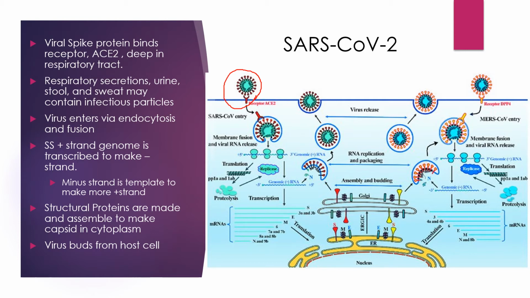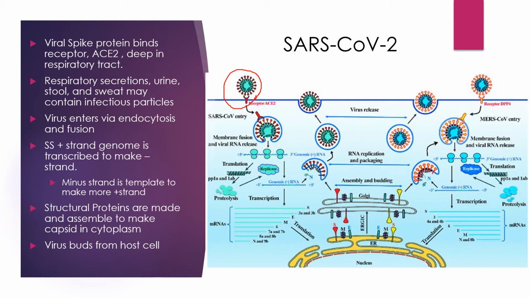Does the virus infect all of these cells? Potentially, yes. We know that coronaviruses can be shed not only in respiratory droplets, but also through urine, stool, and sweat. Okay, so back to the diagram.